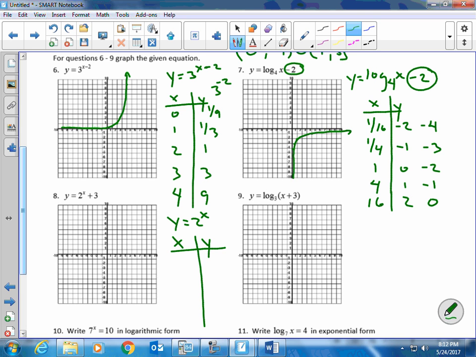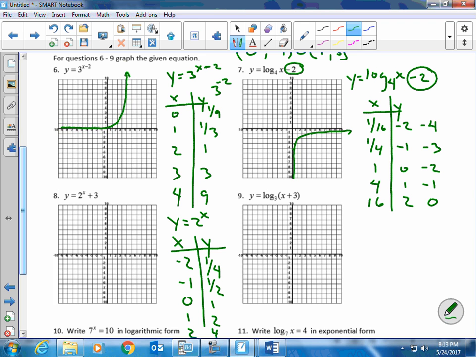Just y equals 2 to the x, when x is negative 2, negative 1, 0, 1, 2. When x is negative 2, 2 to the negative second power is 1/4, right? That becomes 1/2 squared. All right, then we get 1/2. Hopefully you've done this enough where this is straightforward.